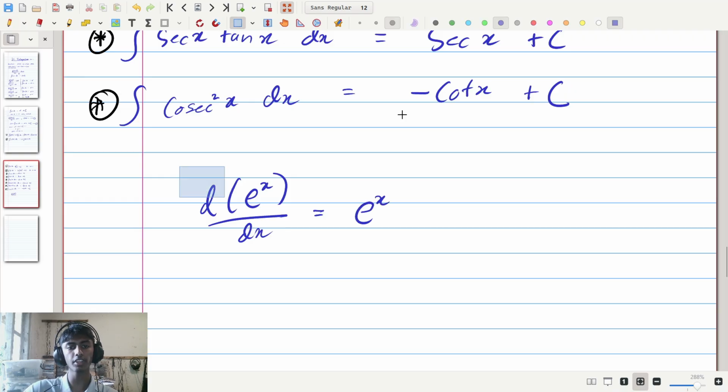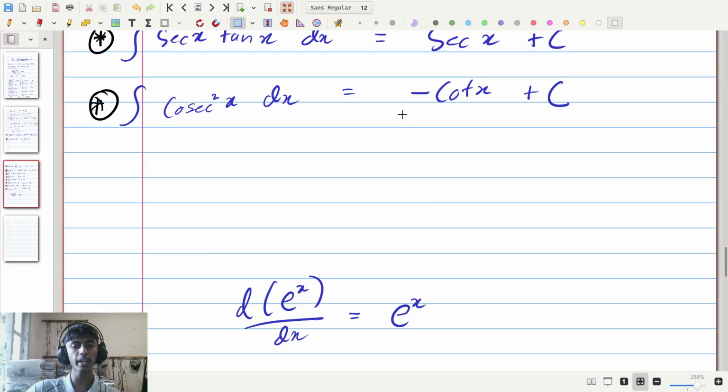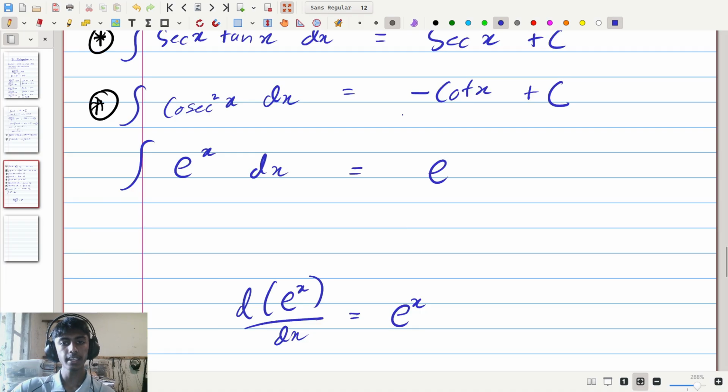Therefore, if we take this expression and we turn it into an antiderivative, what we would get is that the integral of e to the power of x taken with respect to x would be the original function, which is also e to the power of x plus c. So the integral of e to the power of x with respect to x is e to the power of x plus c, where c is some kind of arbitrary constant.